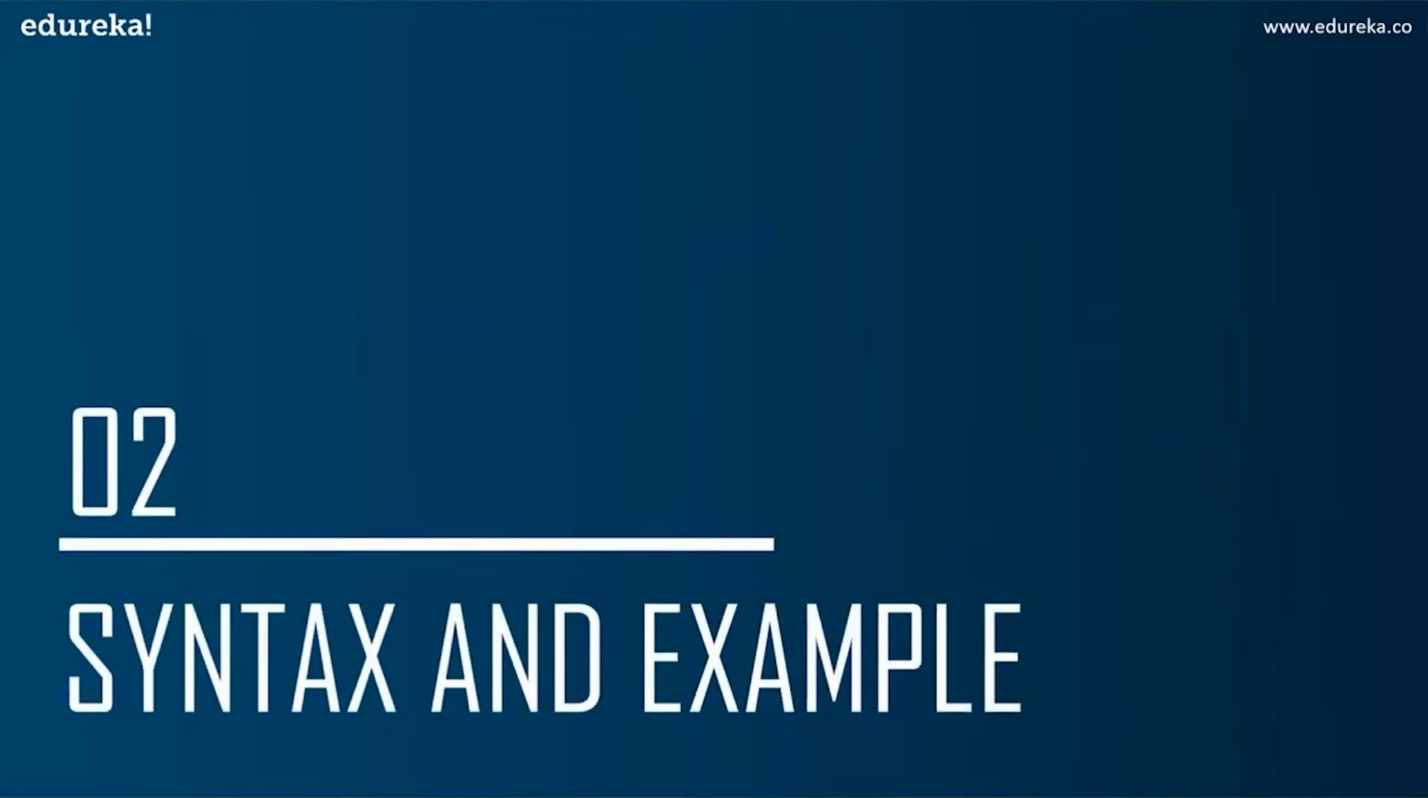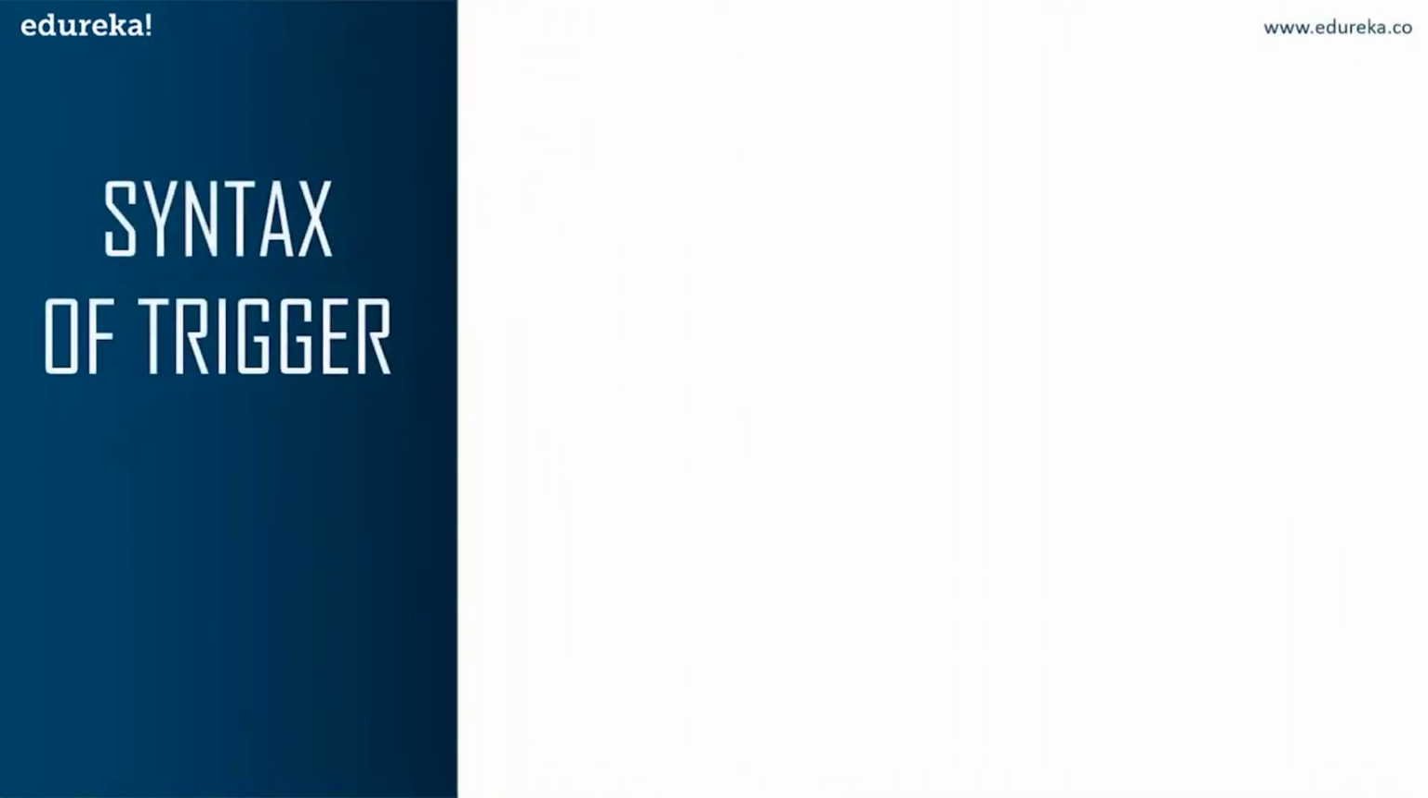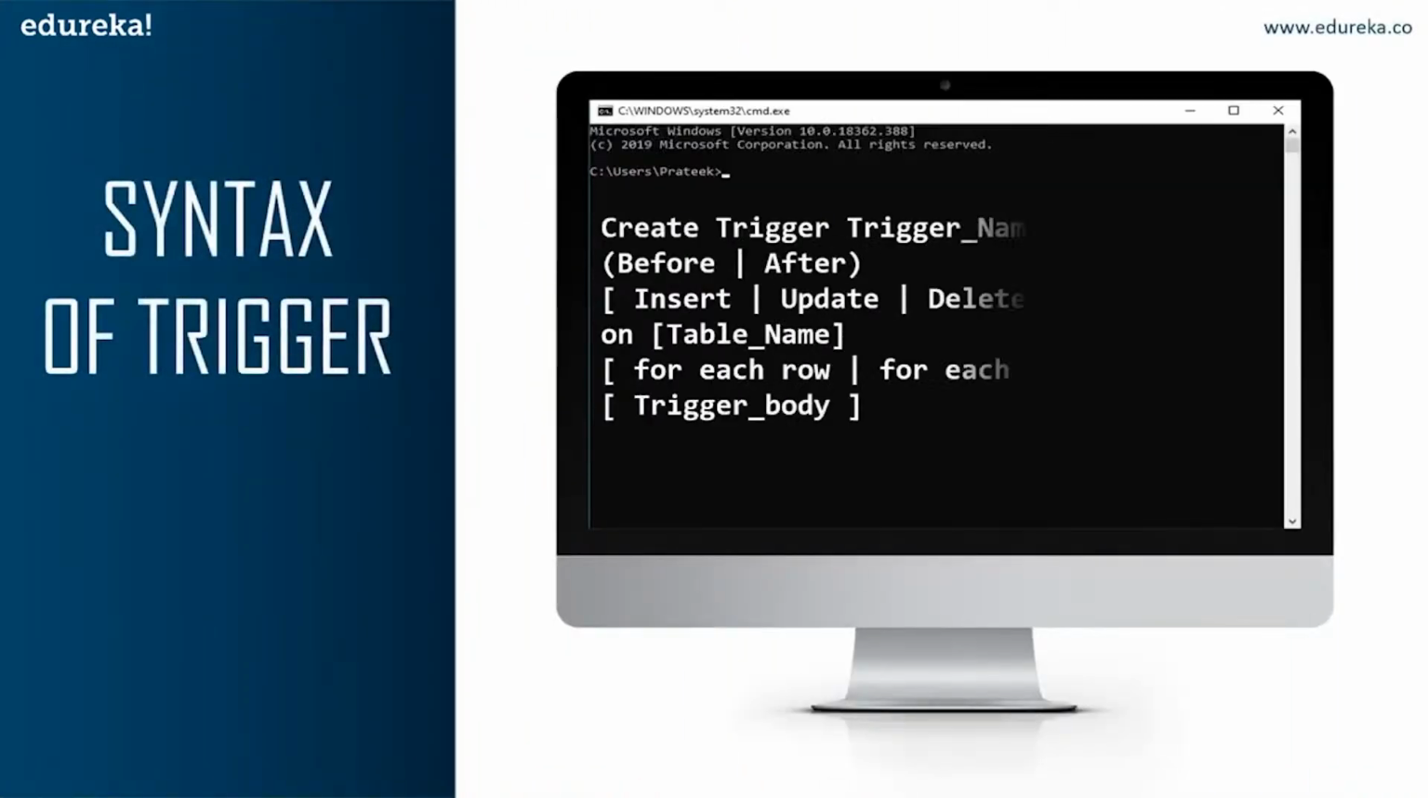Let's head to the next topic, that is syntax and example of a trigger. On the screen, we can see the syntax of a trigger. Let me explain each and every part in detail. The first part is create trigger. These two keywords are used to specify that a trigger block is going to be declared. The next one is trigger name. It specifies the name of the trigger. Trigger name has to be unique and shouldn't repeat.